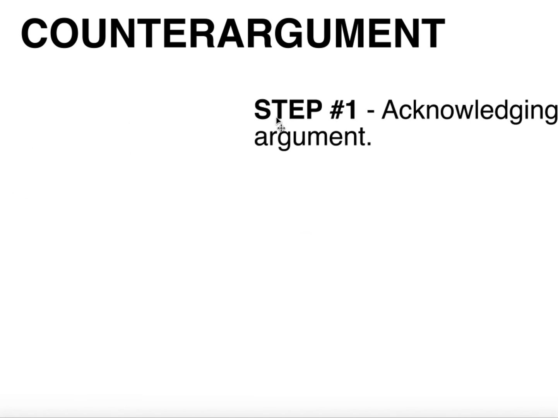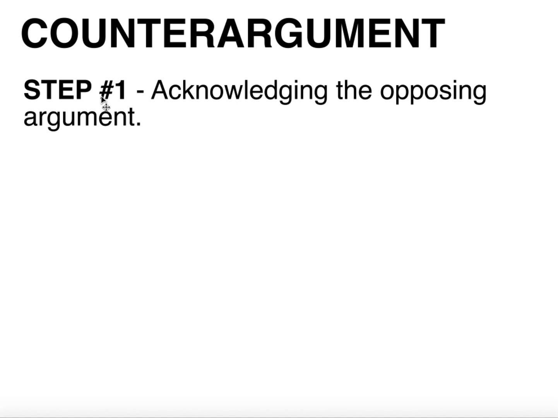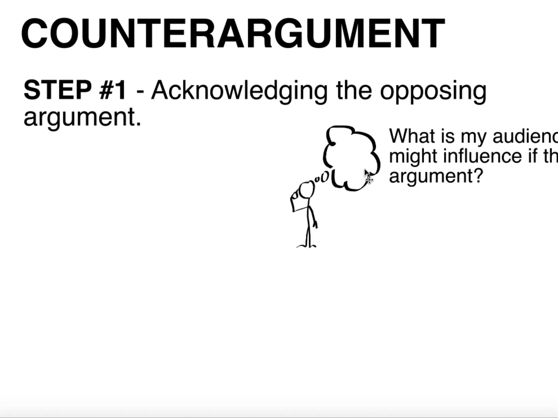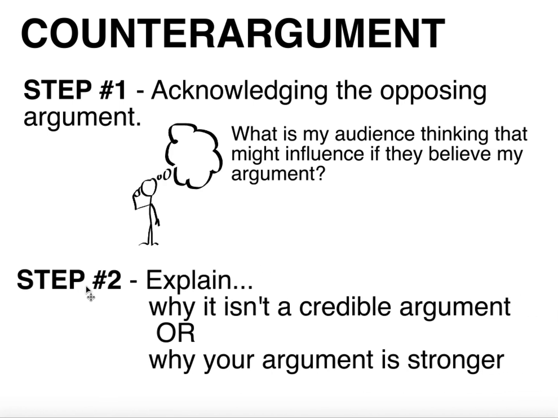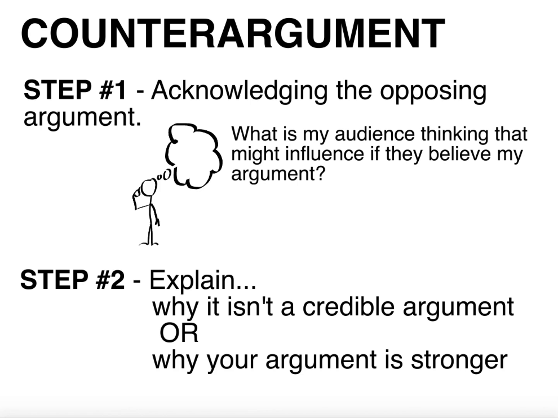Well, step number 1, you're going to acknowledge the opposing argument. I want you to ask yourself, what is my audience thinking that might influence if they believe my argument or not? And then step number 2, you're going to explain why it isn't a credible argument or why your argument is stronger. So let's look at a silly example.